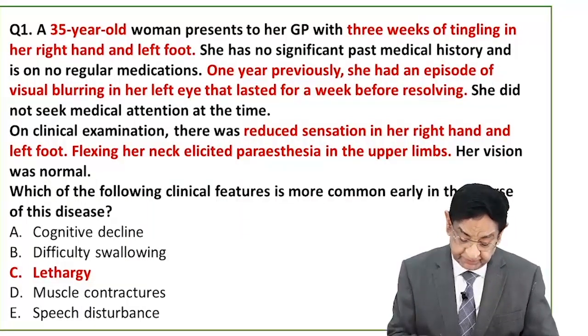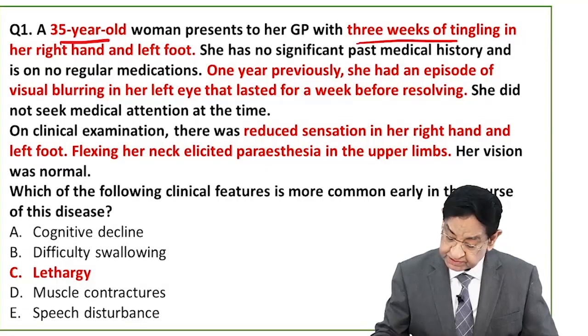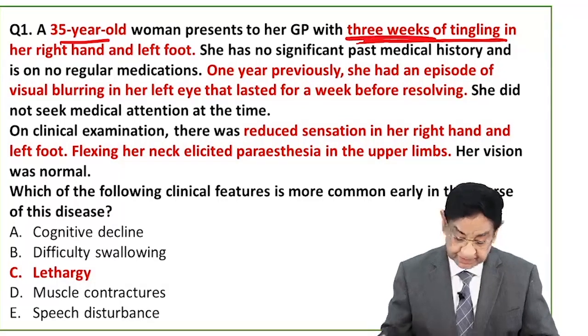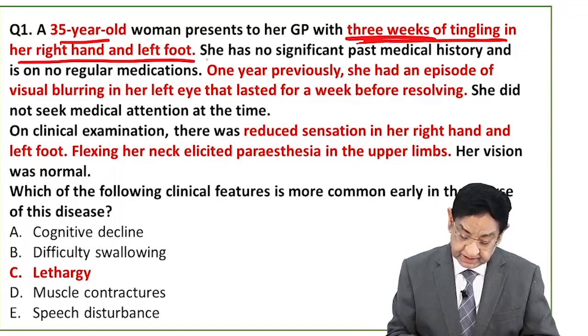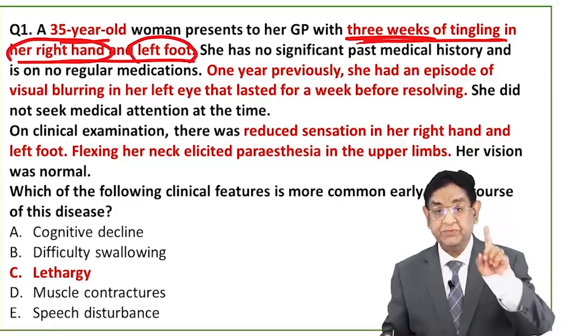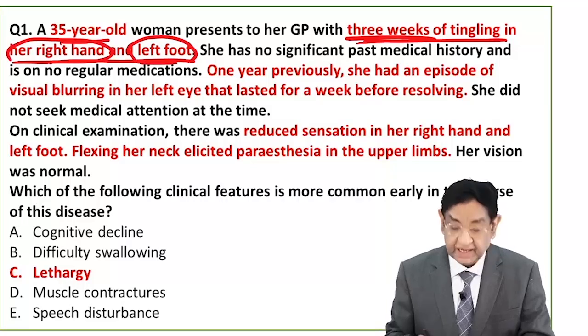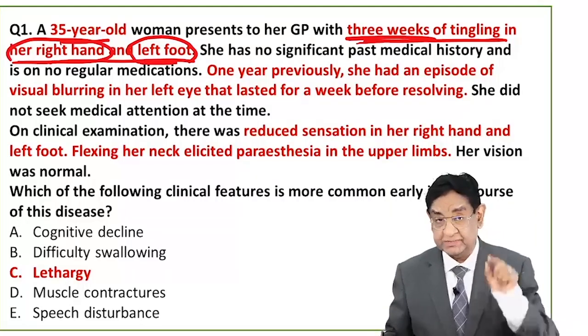We have a 35-year-old woman. She has 3 weeks of tingling in right hand and left foot. This is a very, very important point. It is right hand and the left foot. They are not on the same side. Point to be noted.